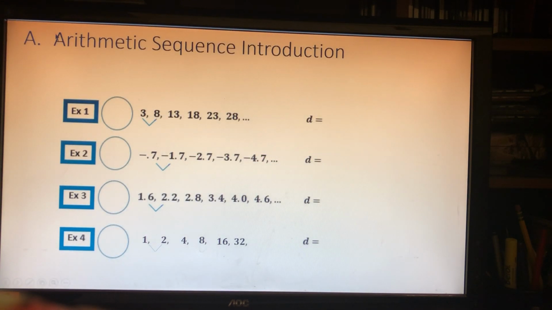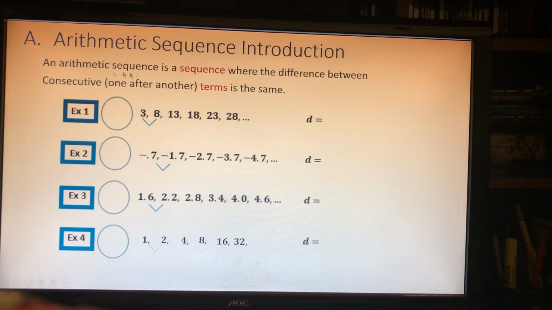First thing you need to know is that the word arithmetic is actually pronounced that way. I know it looks like arithmetic, but we are the math department, and actually I looked it up on YouTube and it is arithmetic.